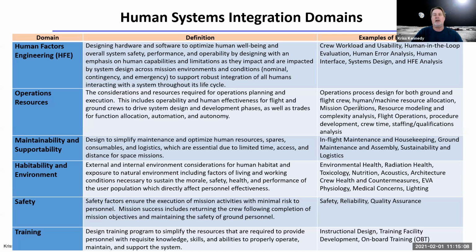There's the operational resources domain, which covers the considerations and resources required for operations planning and execution. You can see the examples of expertise and the kind of work they do, the tasks. There's the maintainability and supportability domain, which has to be addressed and understood to design to simplify the maintenance and operations from a human resource perspective, including spares, consumables, and logistics, aspects of maintainability and serviceability, assessment of reach and sustainability, and housekeeping, maintenance, and repair.